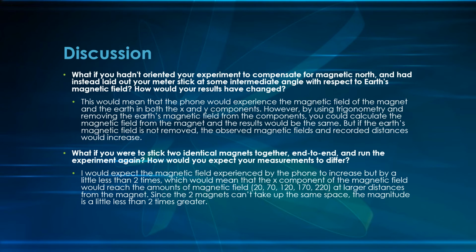Now, if I were to stick 2 identical magnets together end to end and run the experiment again, I would expect the magnetic field experienced by the phone to increase, but by a little less than 2 times. This would mean that the recorded distances would also increase. However, since the 2 magnets can't take up the same space, the magnitude of the 2 magnets would be a little less than 2 times greater than that we determined in this experiment.